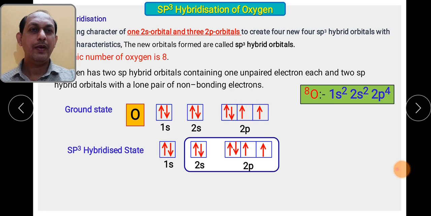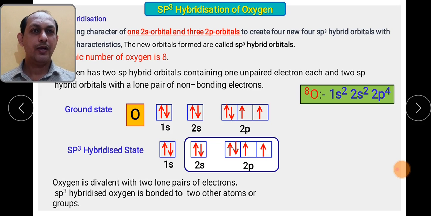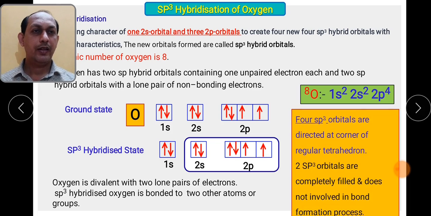Okay, so what happens in the case of sp3? One s and three p orbitals overlap. In the case of oxygen, no excitation is observed, so there is no promotion of electrons either. One s and three p orbitals combine and form the new sp3 hybridized orbitals. These orbitals have a tetrahedral shape and are oriented at the corners of a regular tetrahedron. As we know, oxygen is divalent.